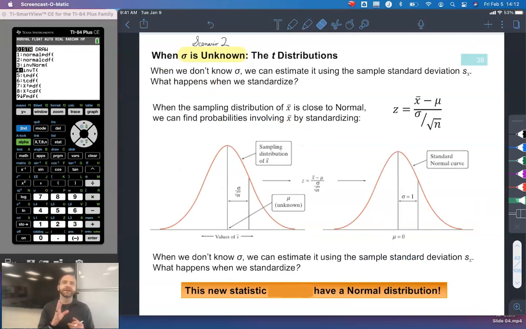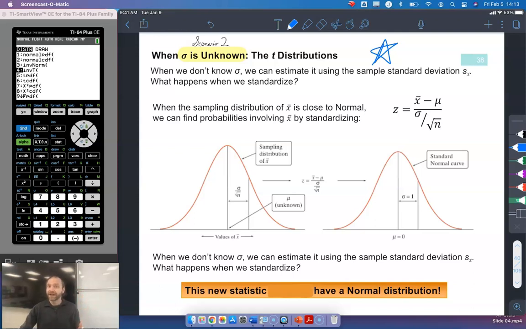In this case, we're looking at scenario 2, which is when you do not know your population standard deviation, when it's unknown. And these create something called a t-distribution. This is a really, really important concept because, again, if you don't know your population mean, then you probably don't know your population standard deviation. We talked about that earlier. So t-distributions are going to occur quite often. So scenario 2 is pretty important.